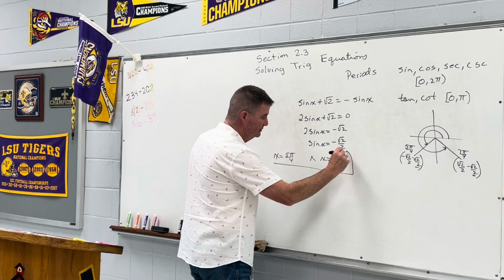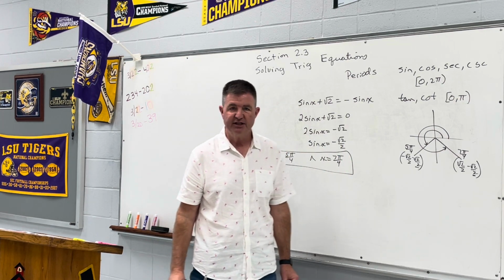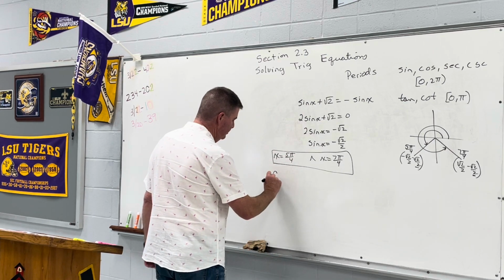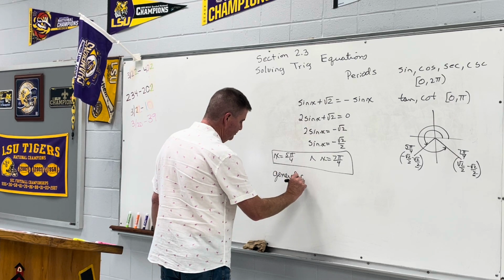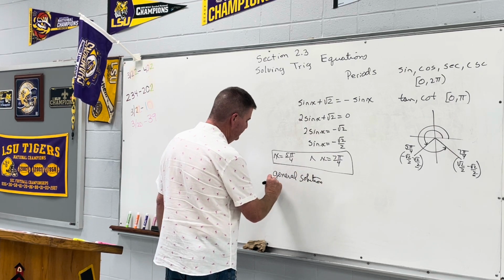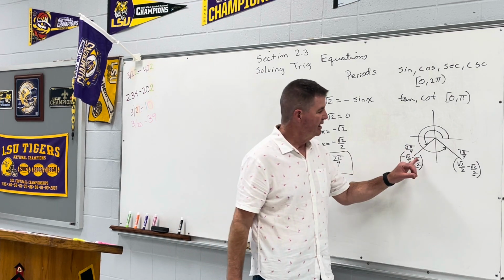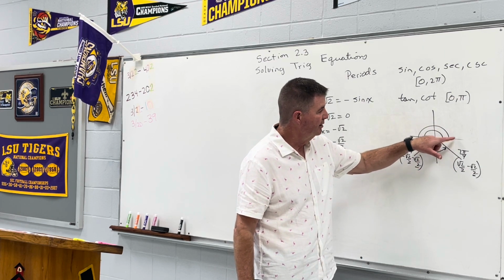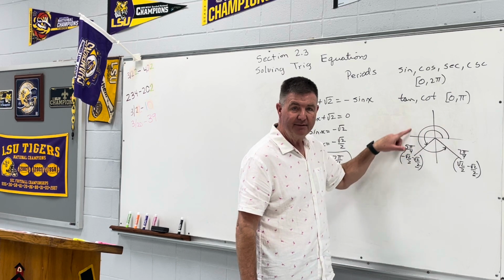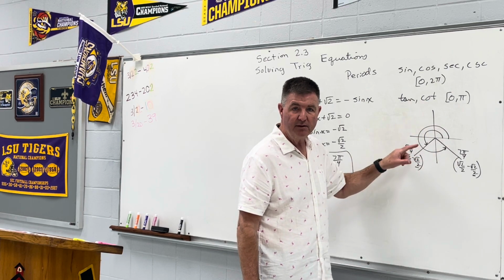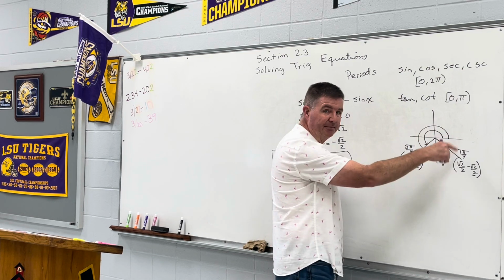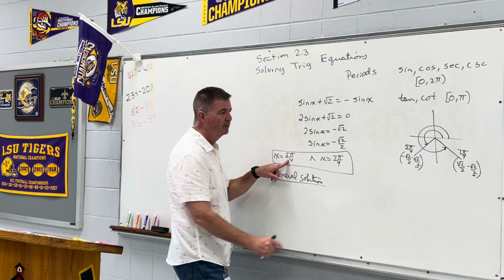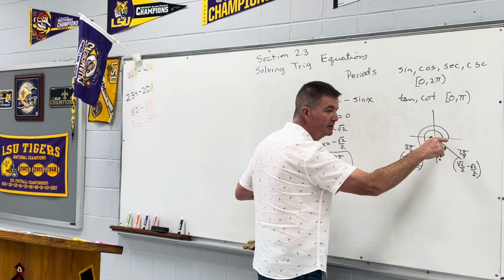These are the answers. However, some questions ask for what's called a general solution. If they ask for a general solution, that just means, in general, how many times can we hit this number? We can hit it by going all the way around and coming back to it, and going all the way around again, and so on. Or we can hit it by going the opposite way. So the general solution just means this answer plus a number of times around.